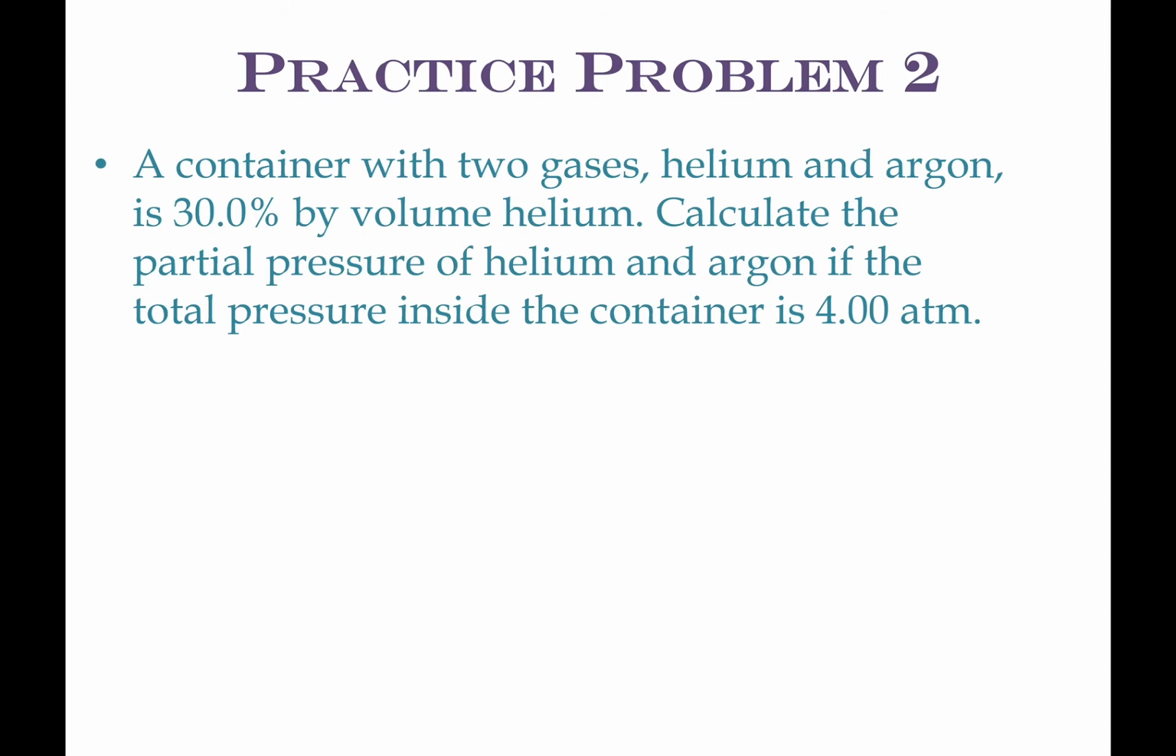A container with 2 gases, helium and argon, is 30% by volume helium. Calculate the partial pressure of helium and argon if the total pressure inside the container is 4 atmospheres. So a percentage is actually another way of saying that it's going to be like a mole fraction, right? Because it's a fraction out of 100.